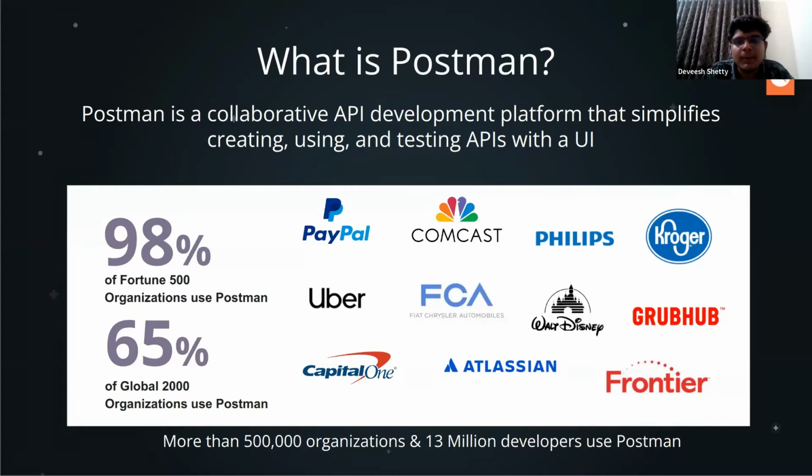So Postman is a collaborative API development platform that simplifies creating, using, and testing APIs with a user interface. As you can see here in the image, about 98% of Fortune 500 companies are using Postman. So you can see how big of a deal APIs are. 98% of Fortune 500 companies.